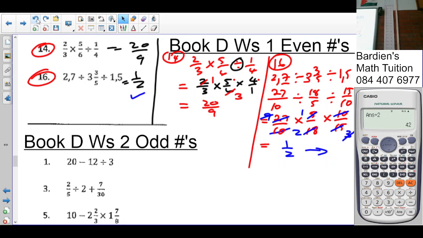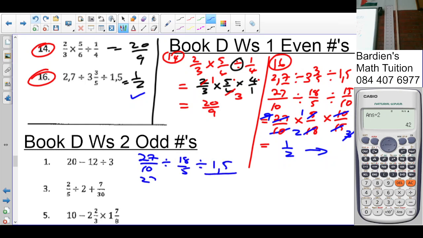Okay, let's go with what you said. This is now, so you're going 2, 7. So it's going to be 27 over 10 divided by 18 over 5 divided by 1. So you're keeping that for last. You keep the good things for last. You times by 5 over 18 divided by 15 over 10. I'll keep it as the fraction, no problem.